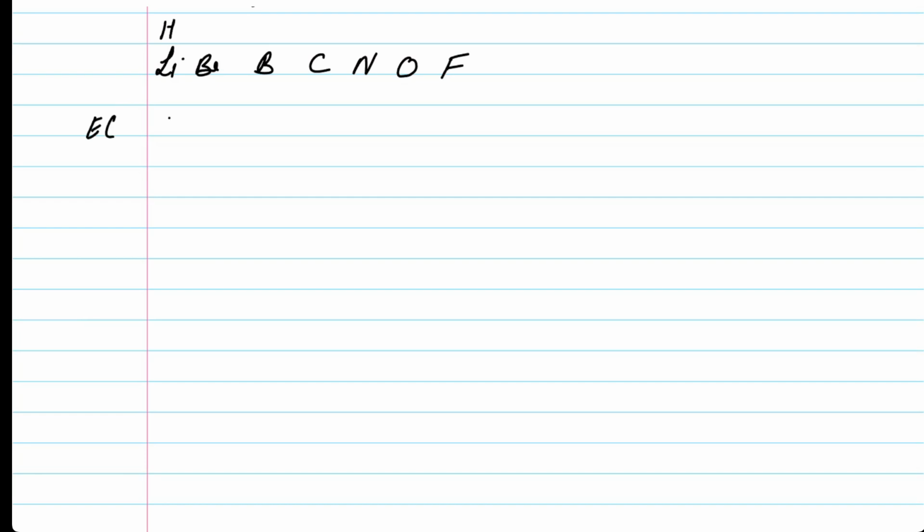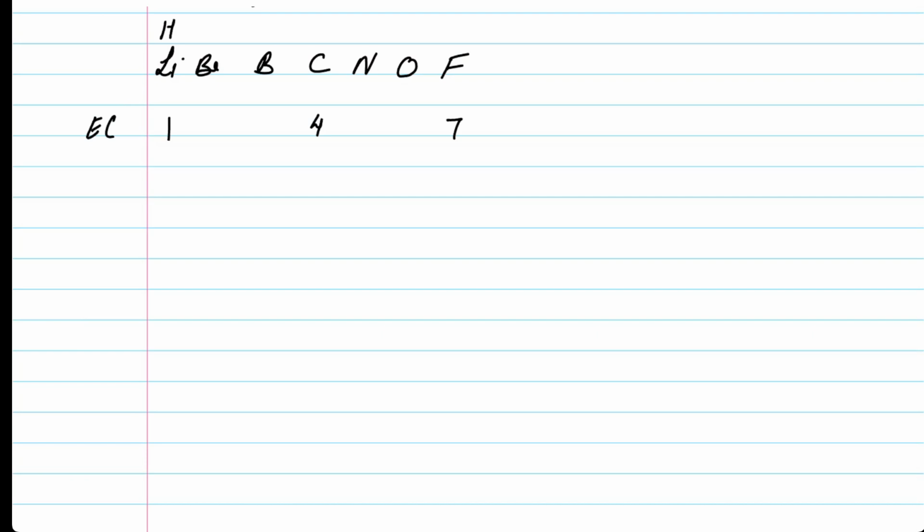Lithium has one electron in the outermost shell, fluorine has seven electrons in the outermost shell, and carbon has four. As you can very well see, it's the average of the two. 1 plus 7, 8, divided by 2 is 4. That is, out of the two extremes, carbon is right in the middle.